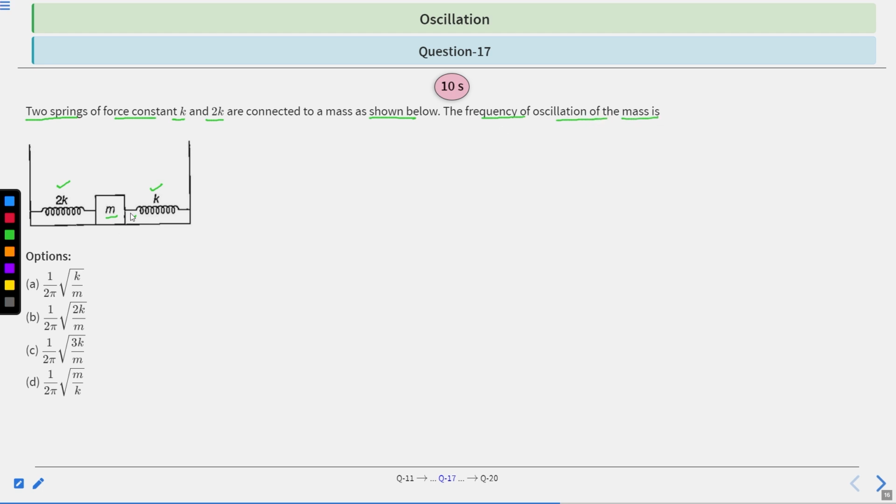The question asks about the frequency of oscillation of the mass. The options are: option A is 1 upon 2 pi under root k by m, option B is 1 upon 2 pi under root 2k by m, option C is 1 upon 2 pi under root 3k by m, and option D is 1 upon 2 pi under root m by k. Which option is correct? You have 10 seconds to solve this question. After 10 seconds, we will provide the solution.